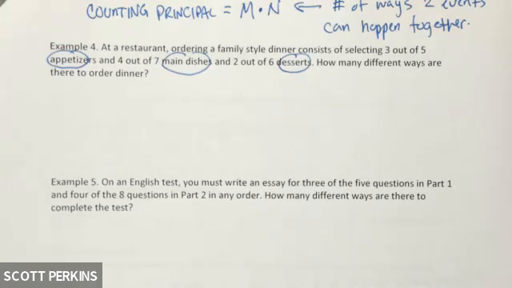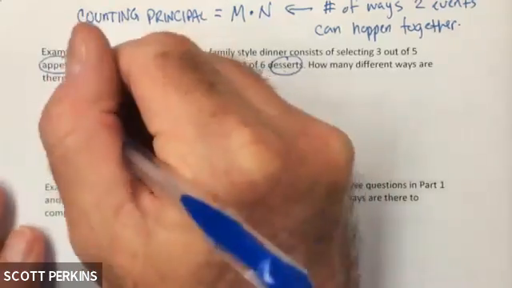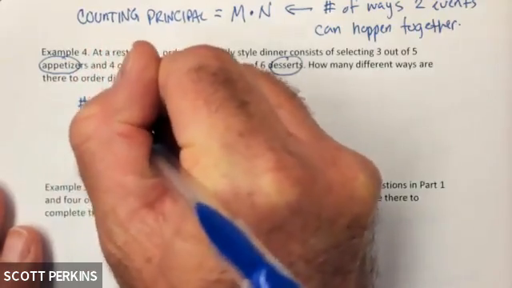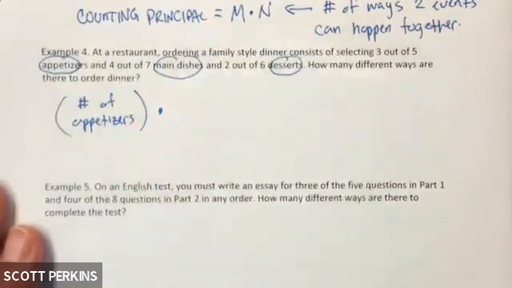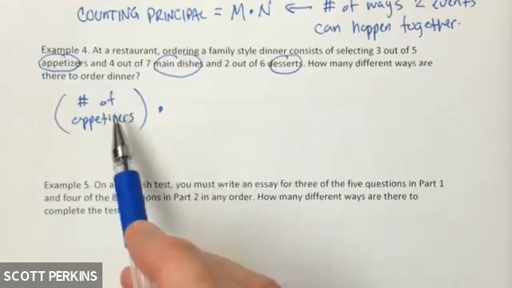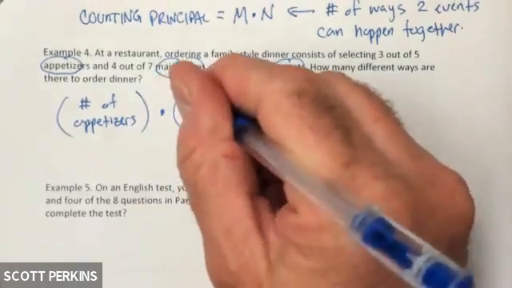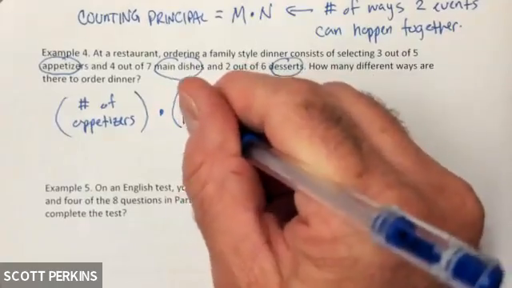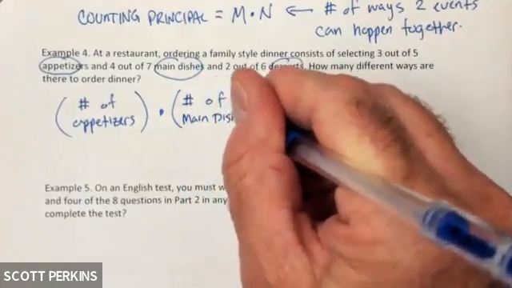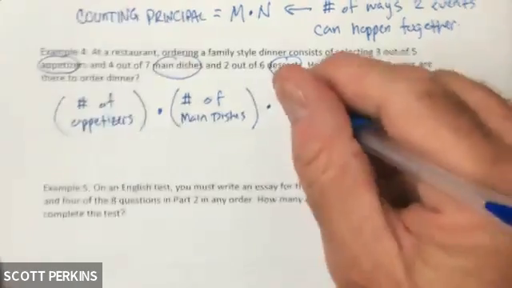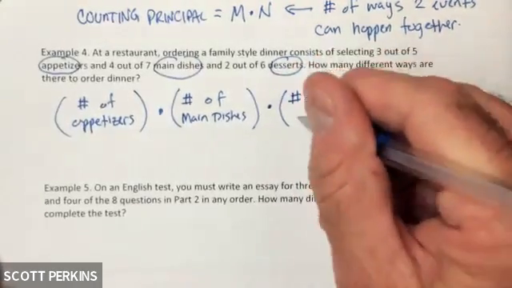Since I have 3 distinct categories, I have to consider each separately. So I'm going to apply the counting principle. I'm going to say, okay, the number of appetizers times, so we're going to calculate the number of ways to pick appetizers. Then we're going to multiply that by the number of main dishes times. And then lastly, we're going to figure out how to calculate the number of desserts.